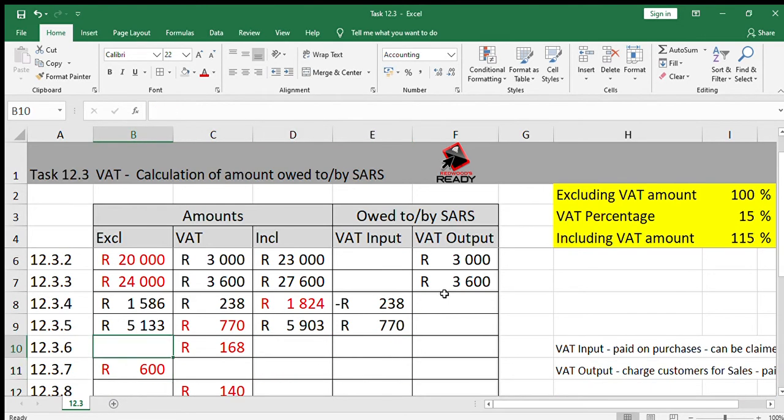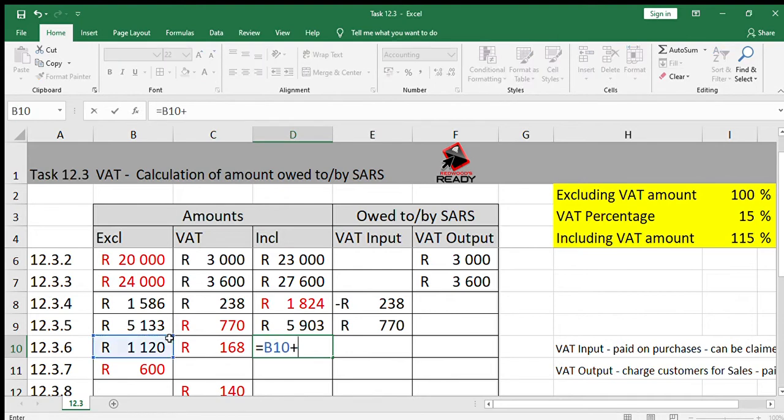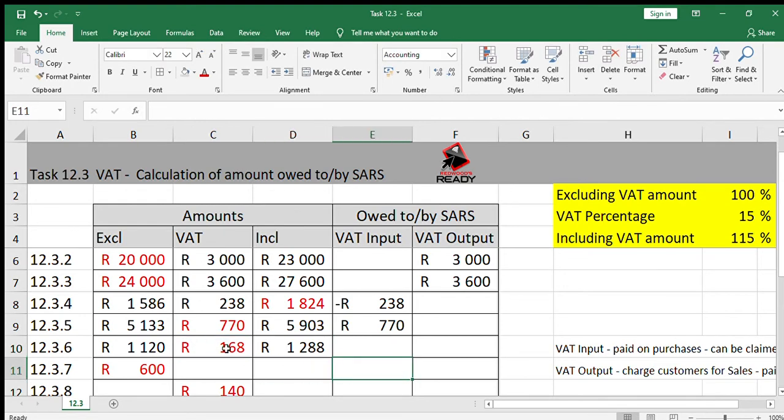And then 12.3.6, we've been given 168. This time I'm going to calculate the excluding VAT portion. So excluding VAT, if you look at our table here, represents 100. We've been given VAT, which represents 15. So the calculation is 168 multiplied by the unknown 100, divided by the known 15. So 1120. The inclusive, we can just say 1120 plus 168. Alternatively, you could have said 168 multiplied by 115 over 15, and you get the same answer. 168 is the portion we need to allocate to either VAT input or VAT output.